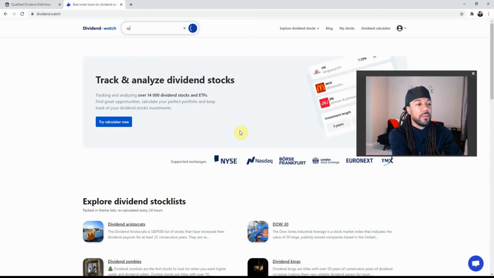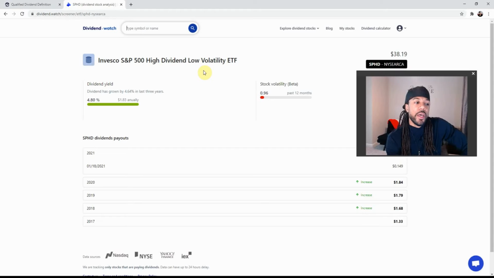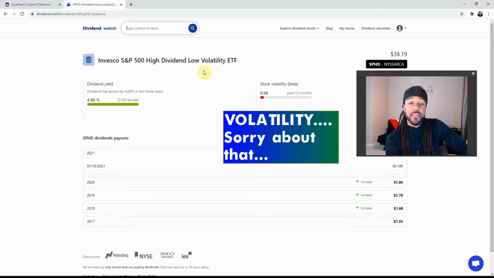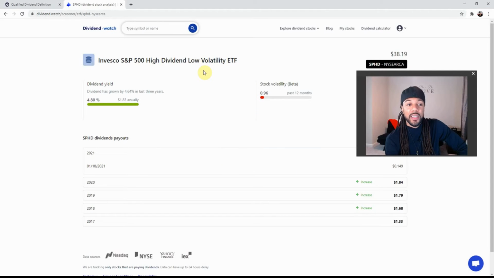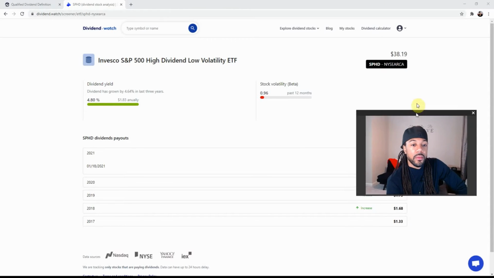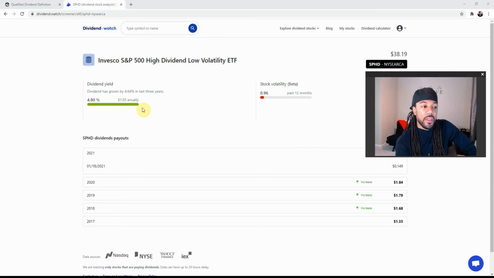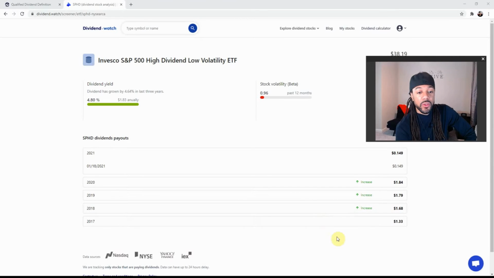I like SPHD. SPHD, Invesco S&P 500 High Dividend Low Volatility ETF. This ETF is meant to have low volatility. Alright, so when we look at this, the first thing that pops up is the dividend yield. And it gives you how much it makes annually. And you got the price of it. And it shows you, because this is Dividend Watch, it's all about dividends. This shows you what it's been doing over the last year. It's been increasing each year.